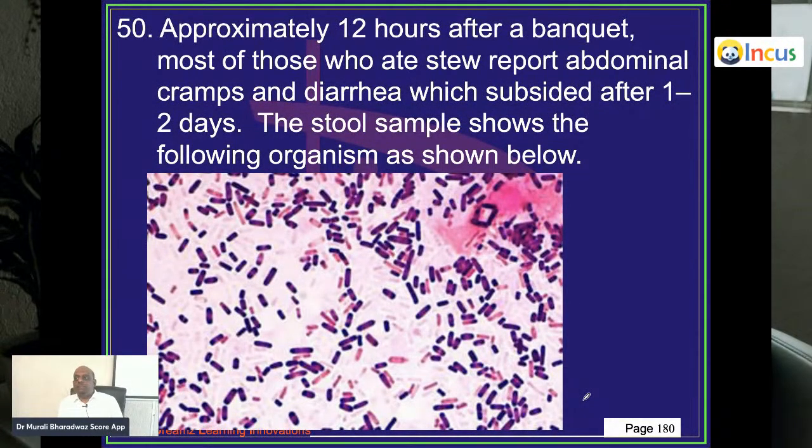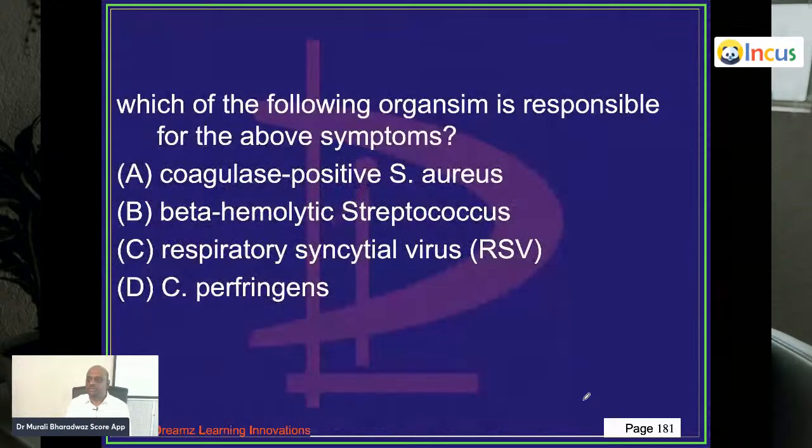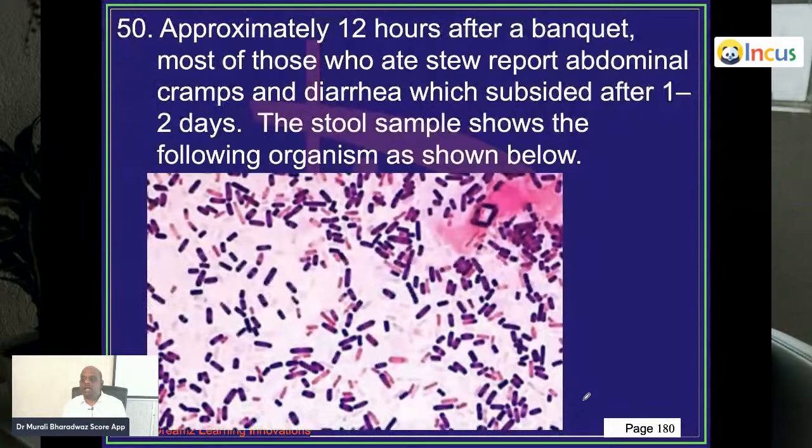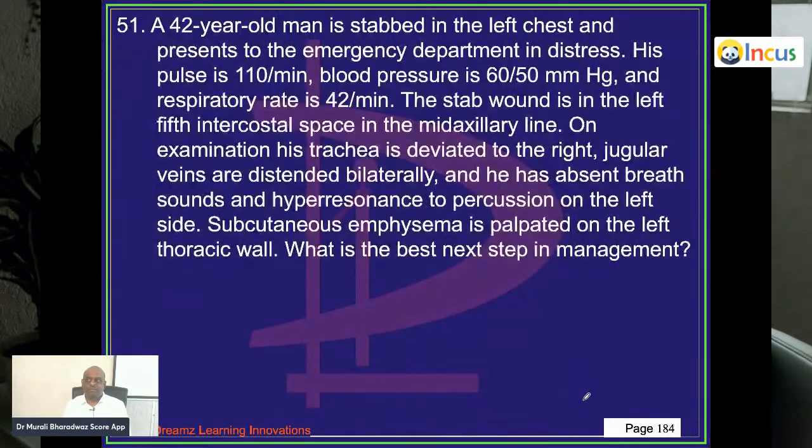12 hours after the banquet, stew, you know stew, famous Kerala appam stew, coconut stew. Abdominal cramp, diarrhea subsided 1 to 2 days later. Stool sample is showing to you. What is that? It is Clostridium perfringens, which is being shown to you.